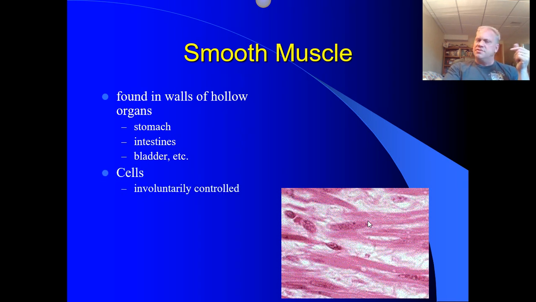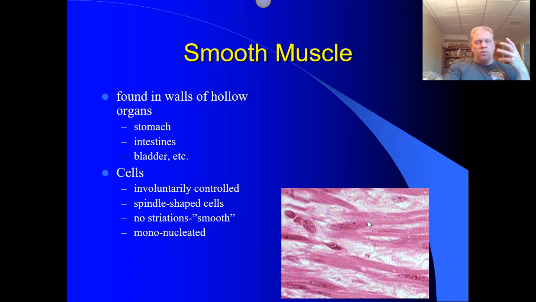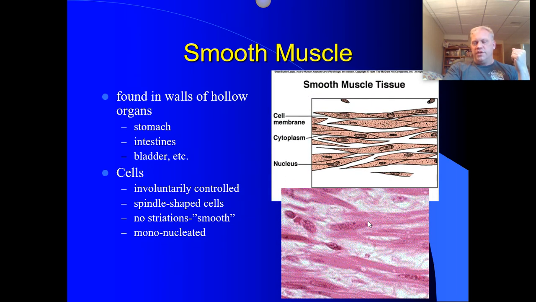Now, the cells themselves, we don't consciously control those. Those are involuntarily controlled. Okay, so they're going to be a little bit different in how they function. They're not quite as powerful. They're supposed to be more of a smooth and rhythmic motion, what we would see and called peristalsis. There are no striations like we saw in the skeletal muscle, and they tend to have one nucleus to them. They're more spindle shaped on the ends, like I said.